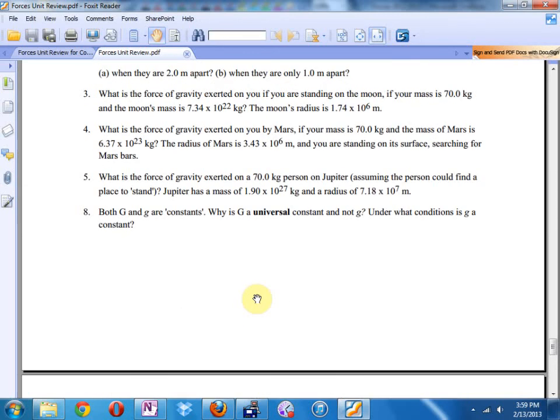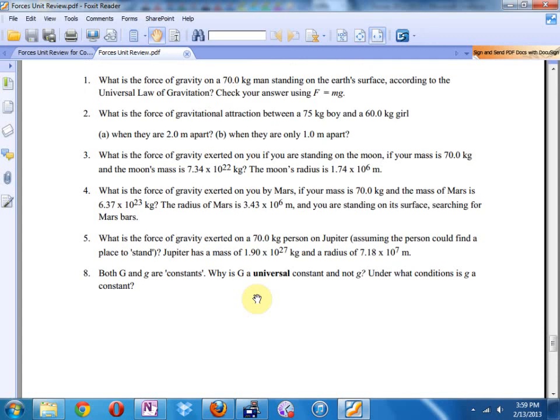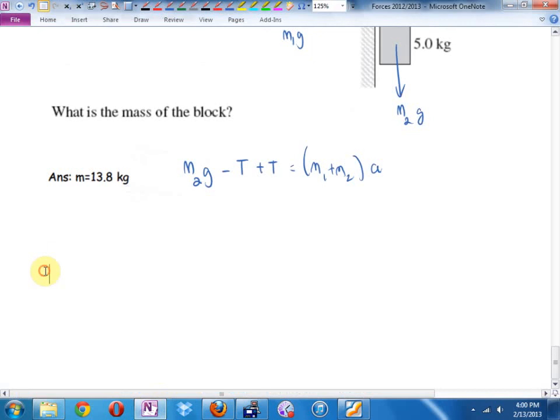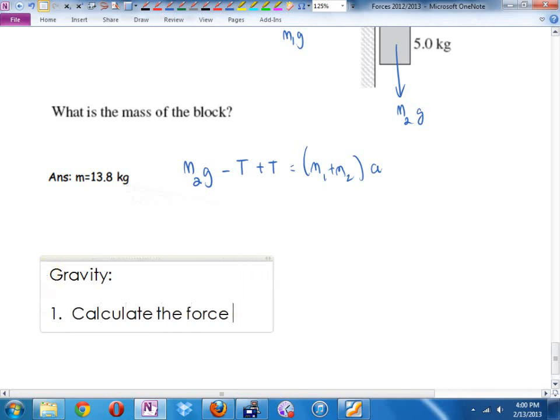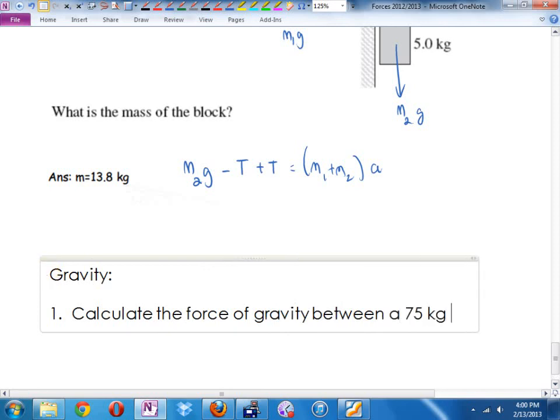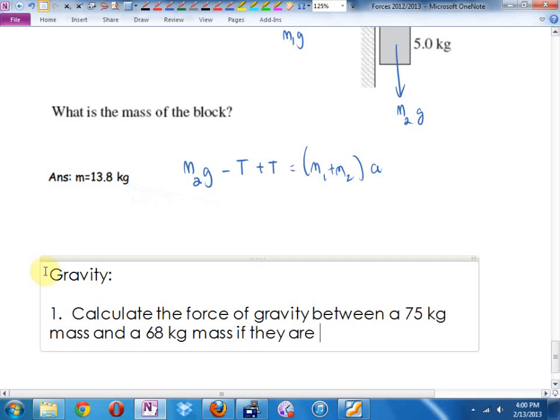Okay. Let's do gravity questions. Calculate the force of gravity between a 75 kilogram mass and a 68 kilogram mass if they are 0.63 meters apart.